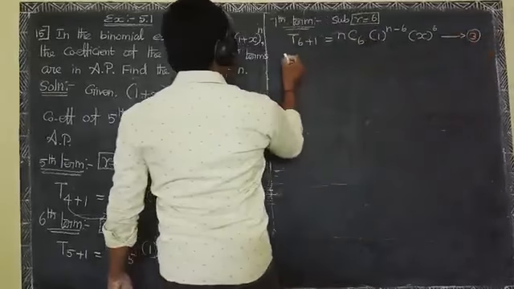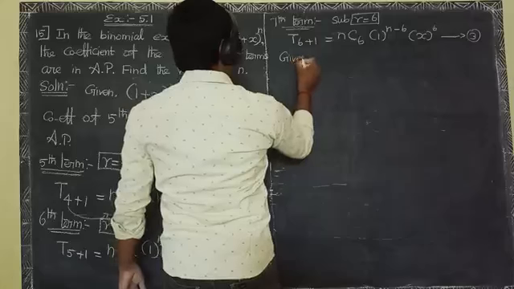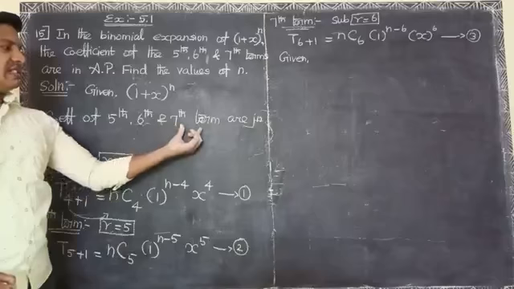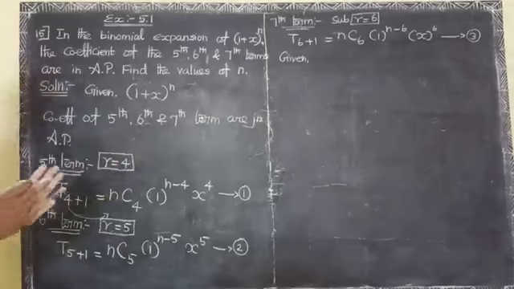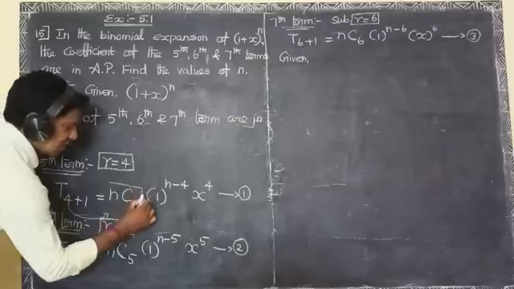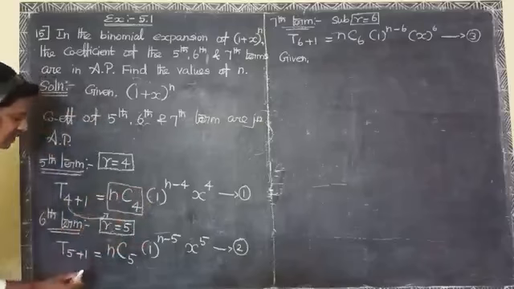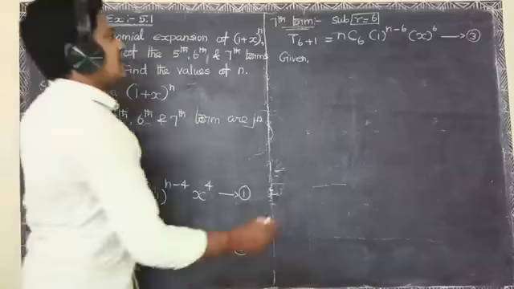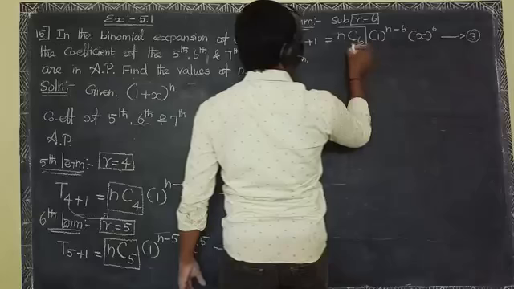Now, given that the coefficients of the 5th, 6th and 7th terms are in AP. Coefficient means this is the coefficient of the 5th term, this is the coefficient of the 6th term, and this is the coefficient of the 7th term.